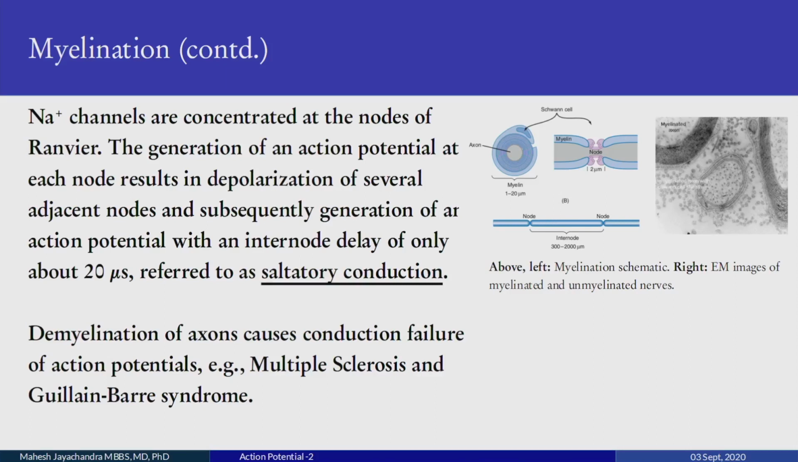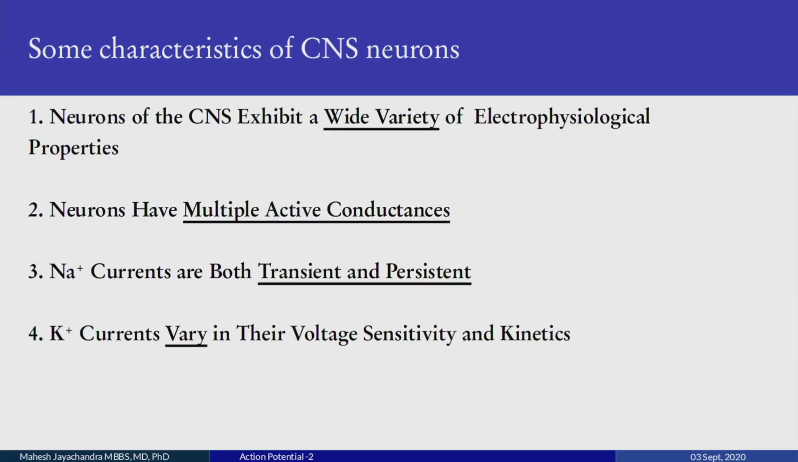Demyelination of axons causes conduction failure of action potentials. Example, multiple sclerosis, where your latencies increase and finally it stops conducting. Or it could be diet or genetic, and it could be post-viral infections called Landry-Guillain-Barré syndrome, where you have demyelination occurring and loss of nerve function, conduction failure.